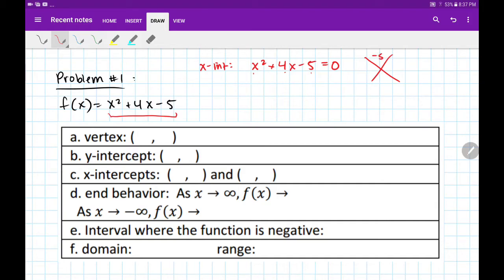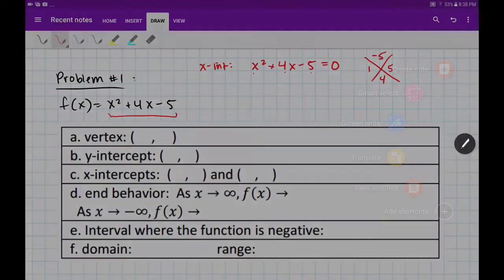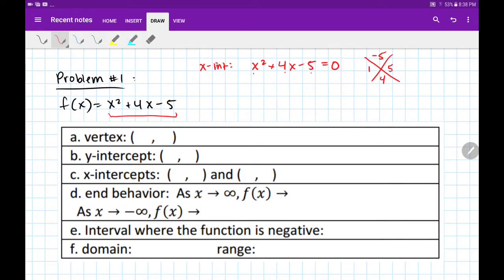I need 2 numbers that multiply to -5, add up to +4. So let's think a little bit. The only 2 numbers that multiply to 5 are 1 and 5. And if I want it to add up to 4, then the 1 needs to have the negative sign. So I'm going to factor it like this. (x - 1)(x + 5) = 0.